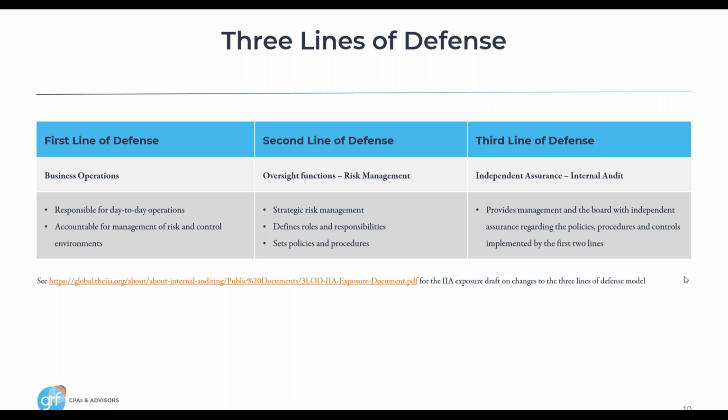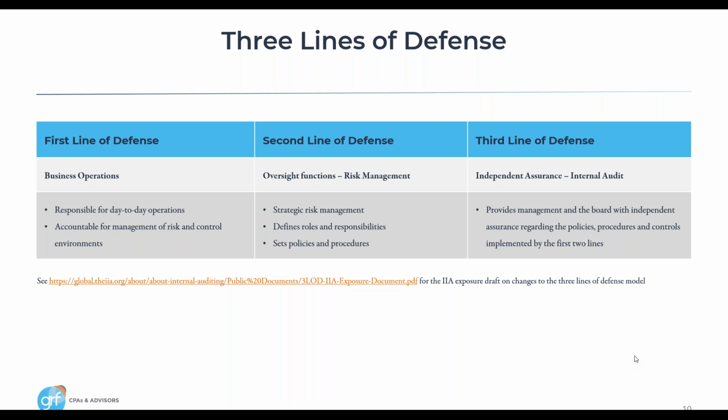This is a pretty widely known concept. It's been around for about 20 years. In the traditional model, the first line of defense is the business operations. So these are the day-to-day operations. The individuals responsible for the risk and control environment fall in this line. The second line is the oversight function. This would include your boards and senior level leadership. This line is responsible for strategic risk management, defining roles and responsibilities, as well as setting policies and procedures.